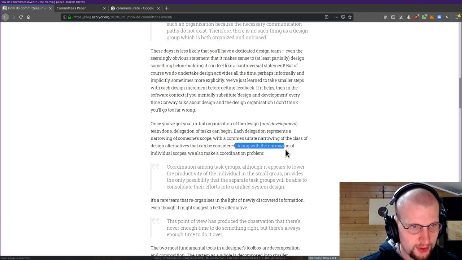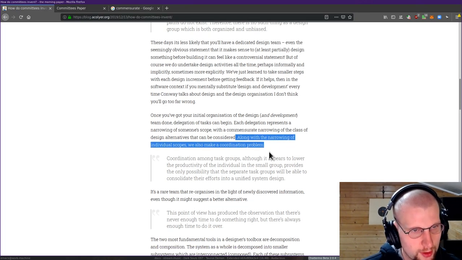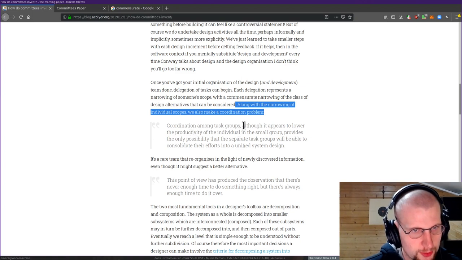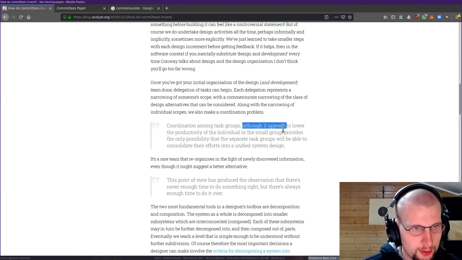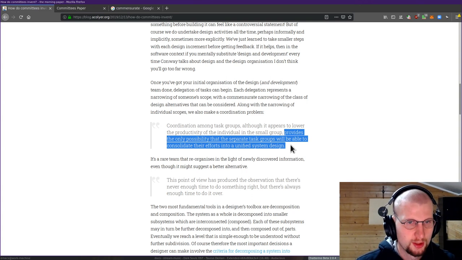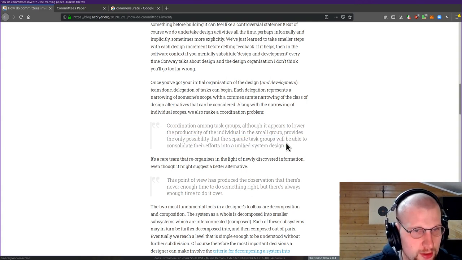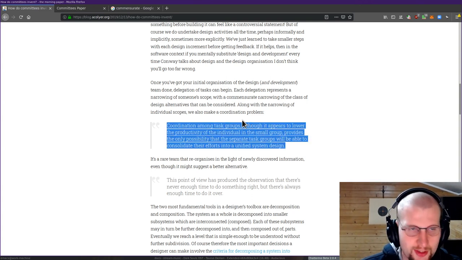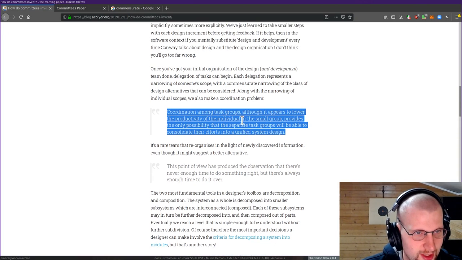Along with the narrowing of individual scope, we also make a coordination problem. Coordination among task groups, although it appears to lower the productivity of the individual in small groups, provides the only possibility that the separate task groups will be able to consolidate their efforts into a unified system design. So you need to coordinate, okay, thanks. Thanks for stating the obvious, I guess.